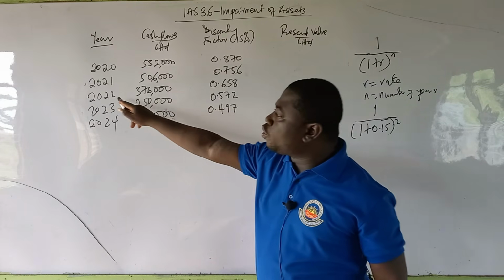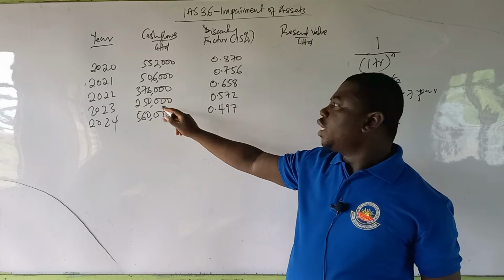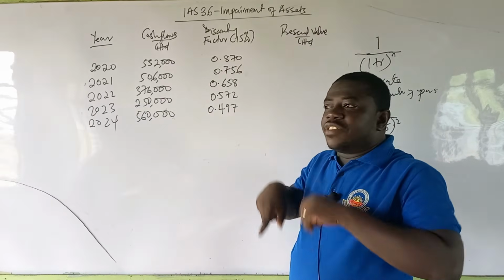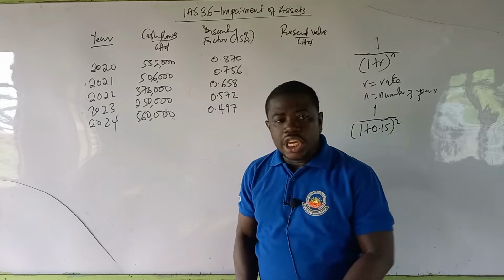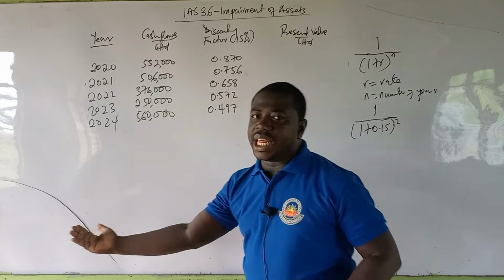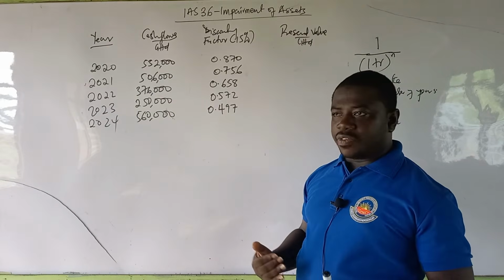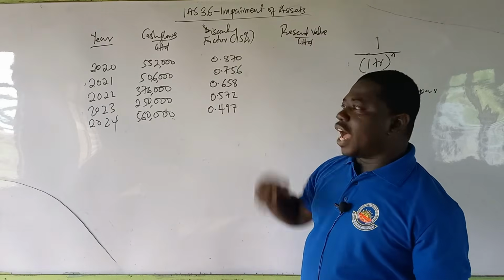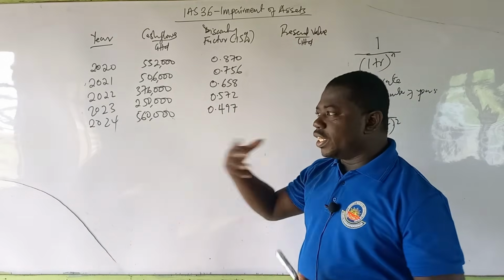376,000, we are expecting to get that in 3 years' time. The value of 376,000 in 3 years' time will not be the same as the value of 376,000 in today's time or in present day. So we discount them back using the company's cost of capital into today's terms so that we can know the actual value of the asset in today's terms.